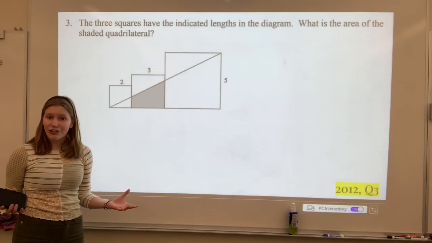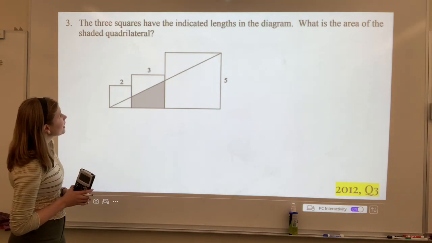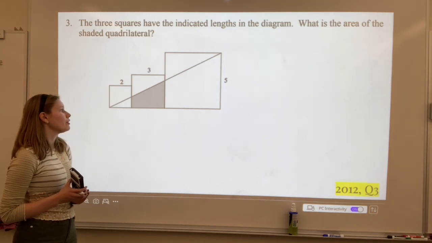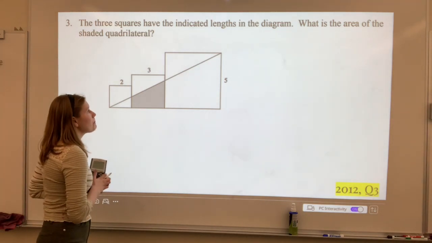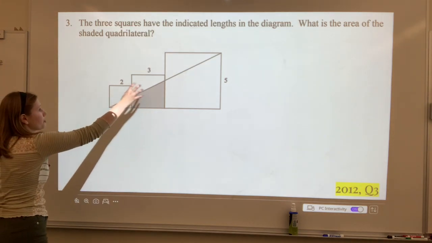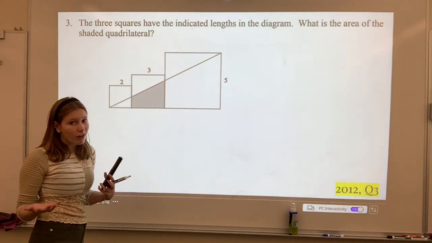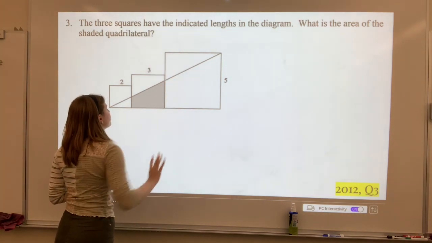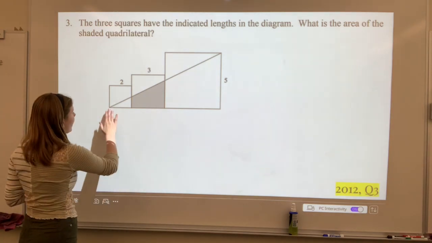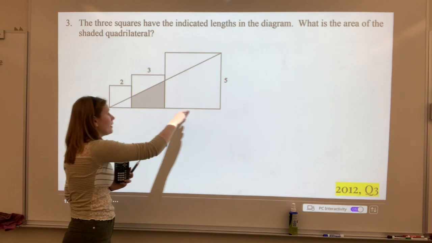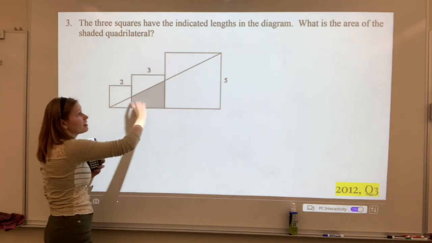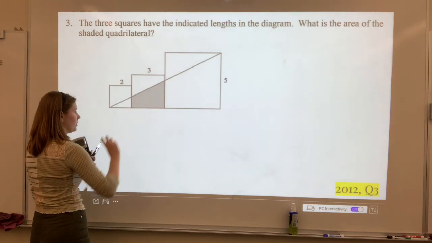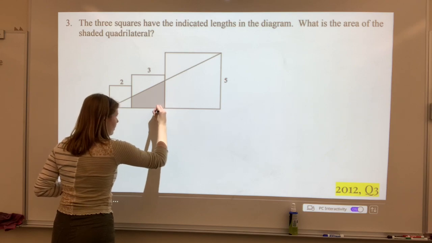Alright, here's our first 5-pointer of the video. The 3 squares have the indicated lengths in the diagram. What is the area of the shaded quadrilateral, indicated right here? Alright, so we have 3 squares here, meaning, as you know, all of the sides are going to be equal. So this is going to be 5, 5, 5, and so on. We can start by writing that the base of all of these squares put together, or the base of this triangle, is going to be 10. So we have 5 plus 3 plus 2. So I'm going to write 10 down there.